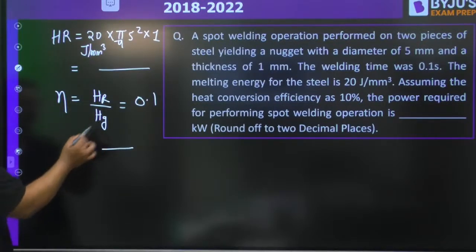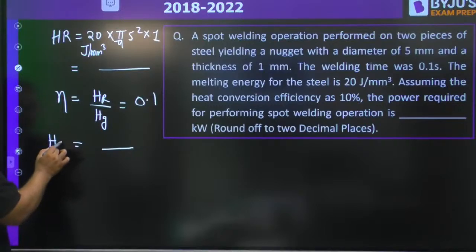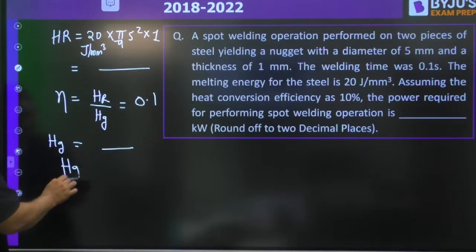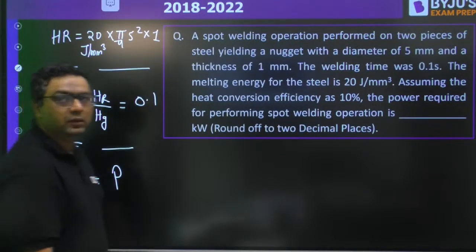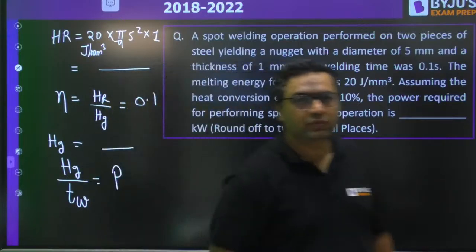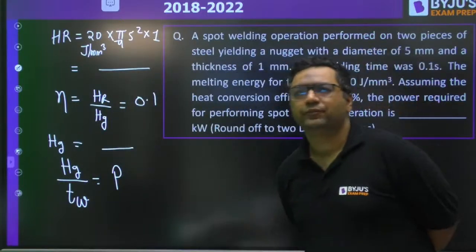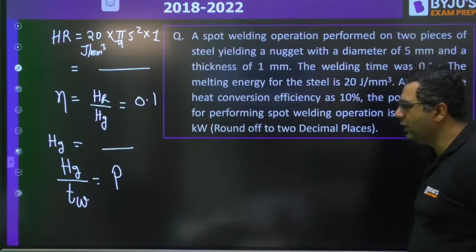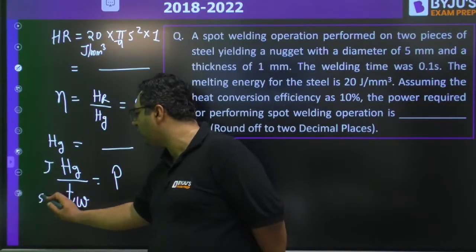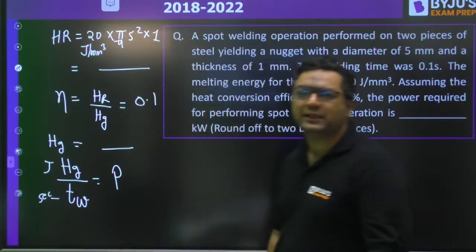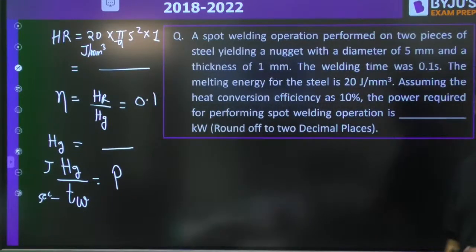Here efficiency is given, so you will get the heat generation. Then heat generation divided by the time of welding will give you the power. Basic question, very basic. Because you know heat has the unit of joule and time has the unit of second, so power is joule per second. Solve this question, guys.